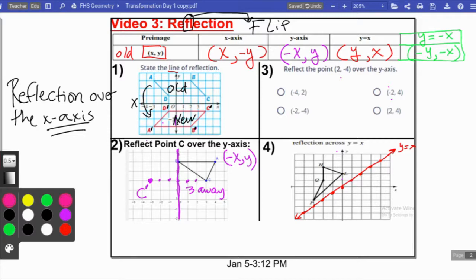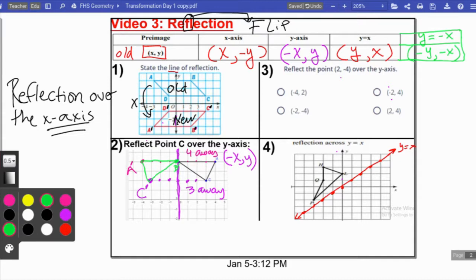I'm going to flip A over the y-axis, so I want to count how far A is. 1, 2, 3, 4. 4 units away. Therefore, 1, 2, 3, 4. Boom. It is A prime. And then B prime: B is right on the line, so it just stays right there because it already was on the line. It's 0 units away from it. That's how you reflect it over the y-axis.